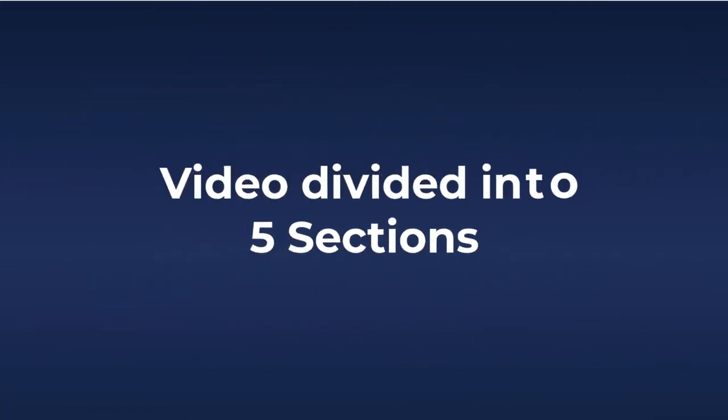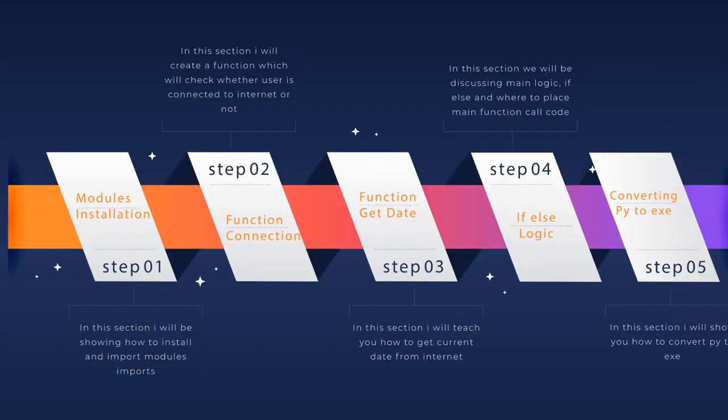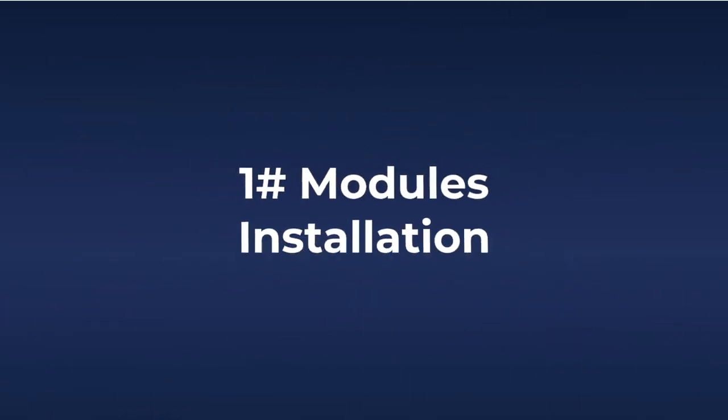Alright guys, so I have divided this video into 5 sections. First I will talk about module installation and how to import them. After that I will create a function which will check the internet connection of the user. In the third section I will show you how to get the current date from the internet, and after that we will create if-else logic. And then finally I will show you how to convert your py to exe. So without any further ado, let's jump into the first section.